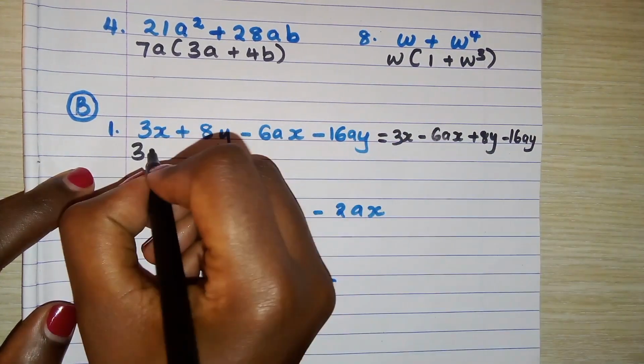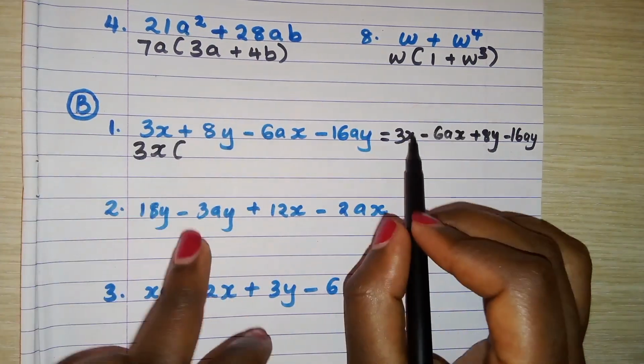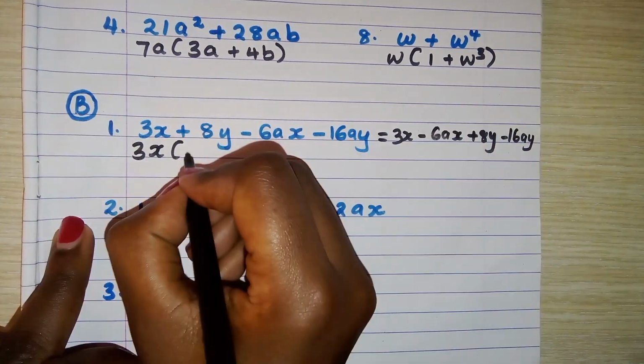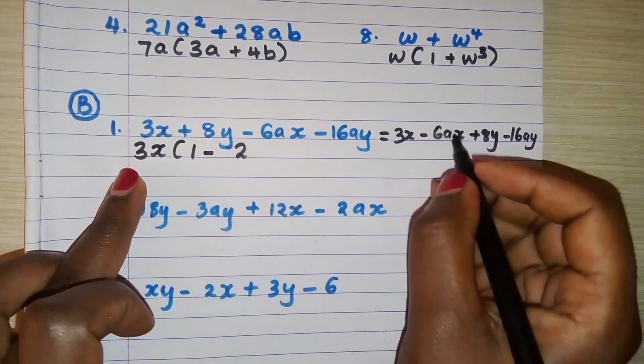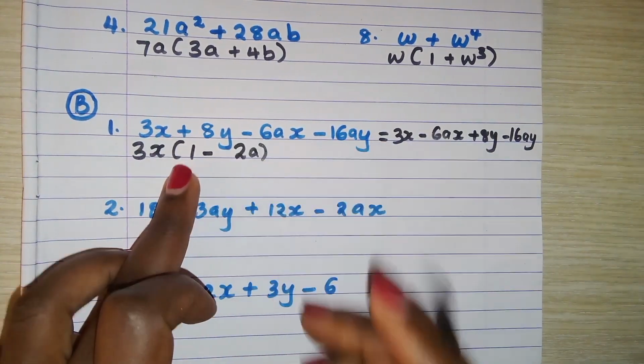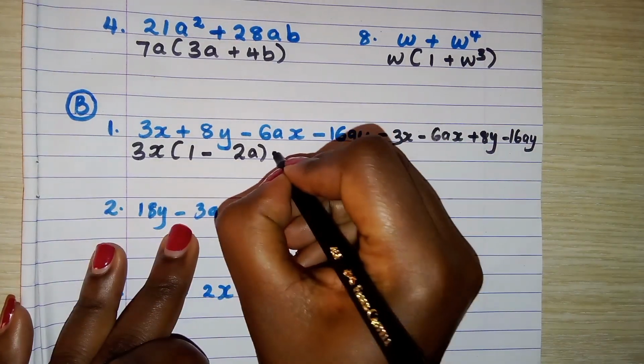x, and there's also x there, so I put x outside. 3x divided by 3x is 1, minus 6 divided by 3 is 2, and then you're left with a, close the bracket, then you have a plus.